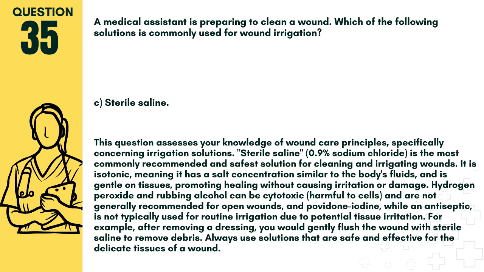Hydrogen peroxide and rubbing alcohol can be cytotoxic, harmful to cells, and are not generally recommended for open wounds, and povidone iodine, while an antiseptic, is not typically used for routine irrigation due to potential tissue irritation. For instance, after removing a dressing, you would gently flush the wound with sterile saline to remove debris. Always use solutions that are safe and effective for the delicate tissues of a wound.